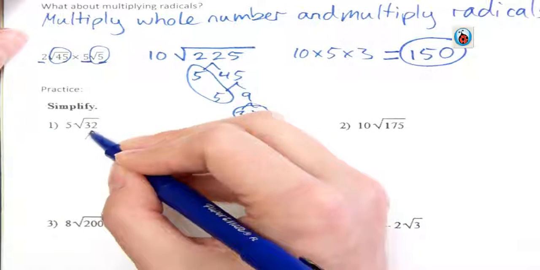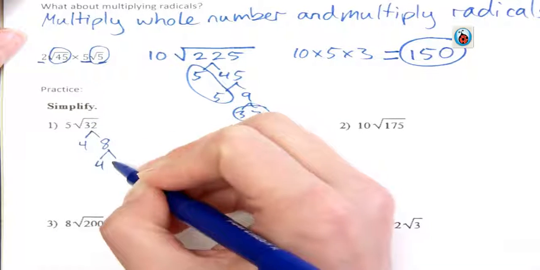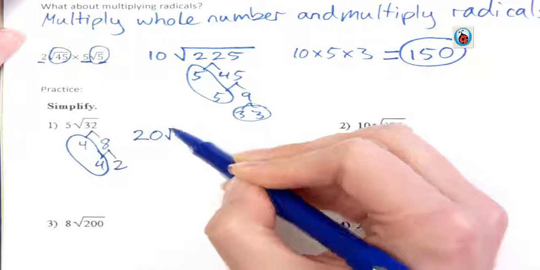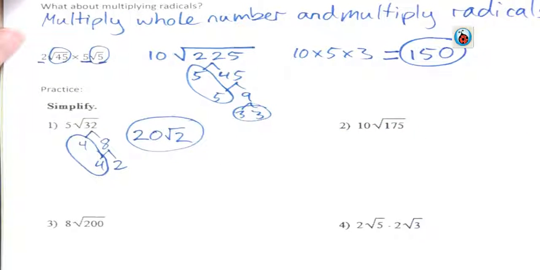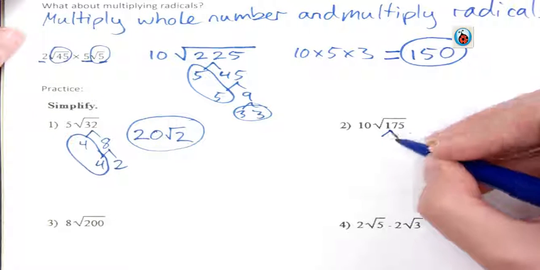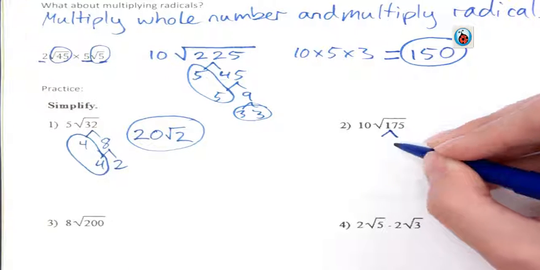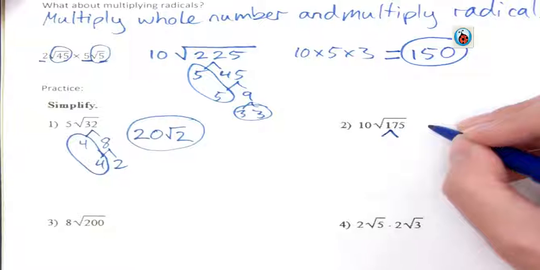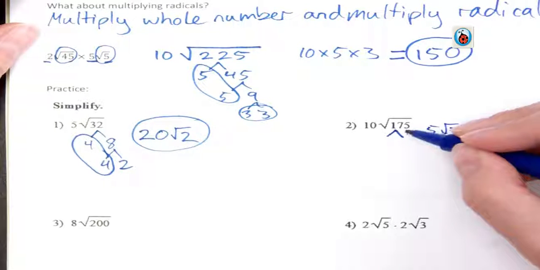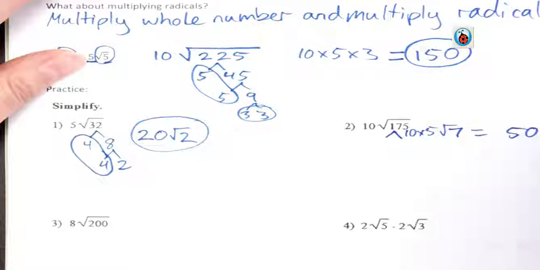So 32, I can go to 4 times 8, which is 4 and 2, and pull my doubles out that way. Multiply gives me 20 root 2. 175. We did that one already on the front. So this goes to, and breaks down and goes to 5 root 7. And the 10 is still there. So that gives us 50 root 7.